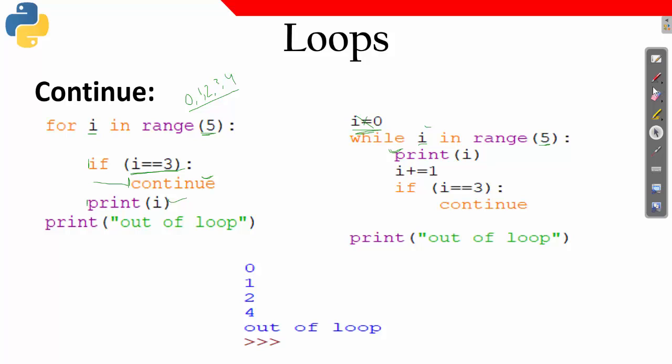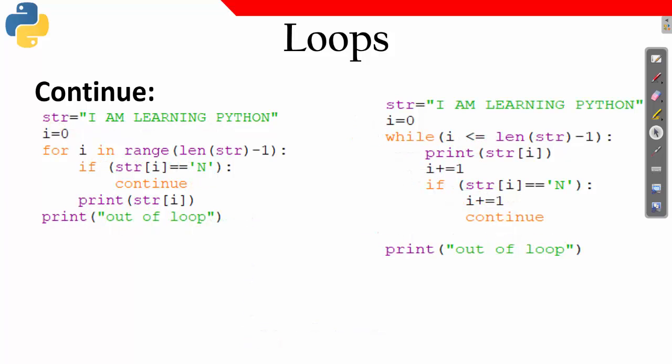Now you see the out of the loop statement. This out of the loop statement has the same indentation as while. The print statement here has the same indentation as for. It means this print statement is not a part of the for loop. So after the execution of the statements inside the for loop, it is out of the loop. Okay, I am coming out of the loop and I am printing this. So this is what a continue statement is.